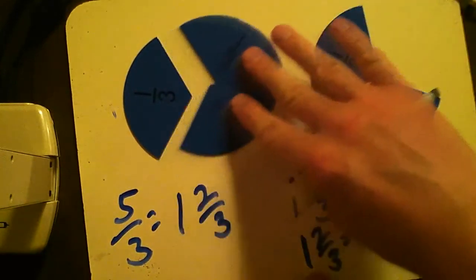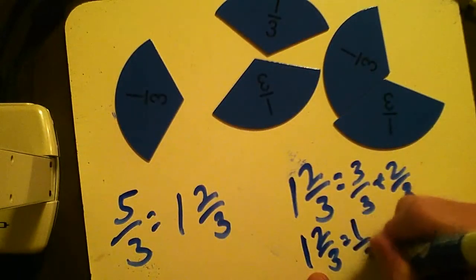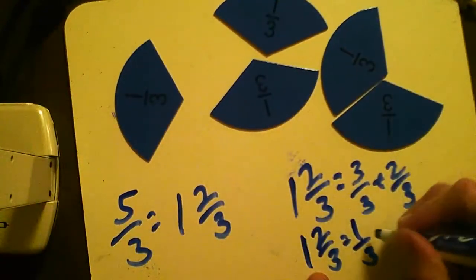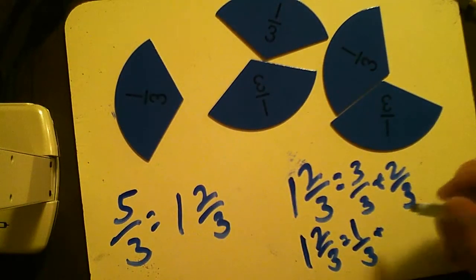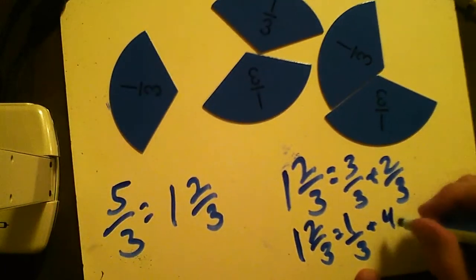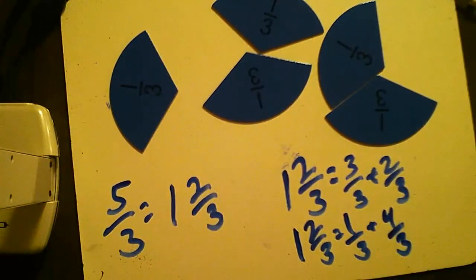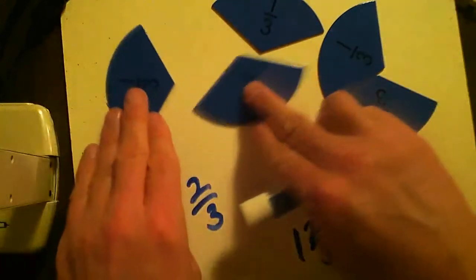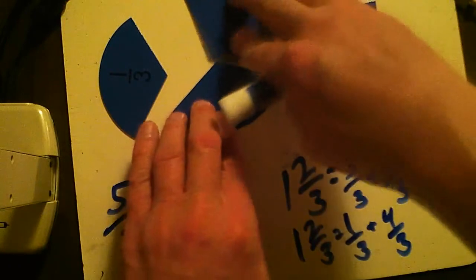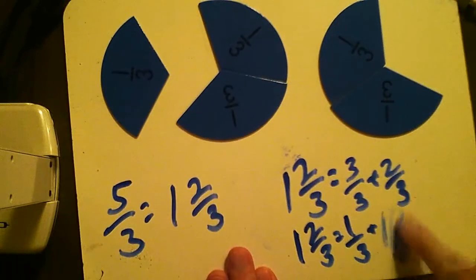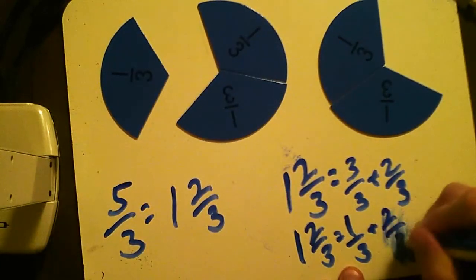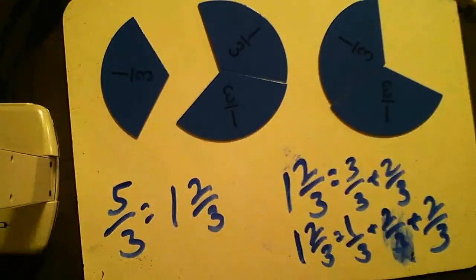What if we move these guys over here? And so now we got 1 over here. 1/3 plus 1, 2, 3, 4/3 over here. So 1 and 2/3 equals 1/3 plus 4/3. Or we could do, let's say, 1/3 plus 2/3 plus 2/3. So we could say 1 and 2/3 equals 1/3 plus 2/3 plus 2/3, like that.